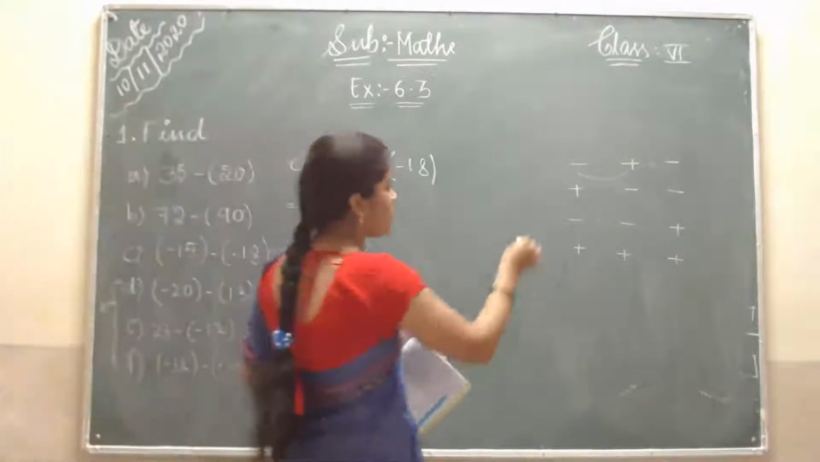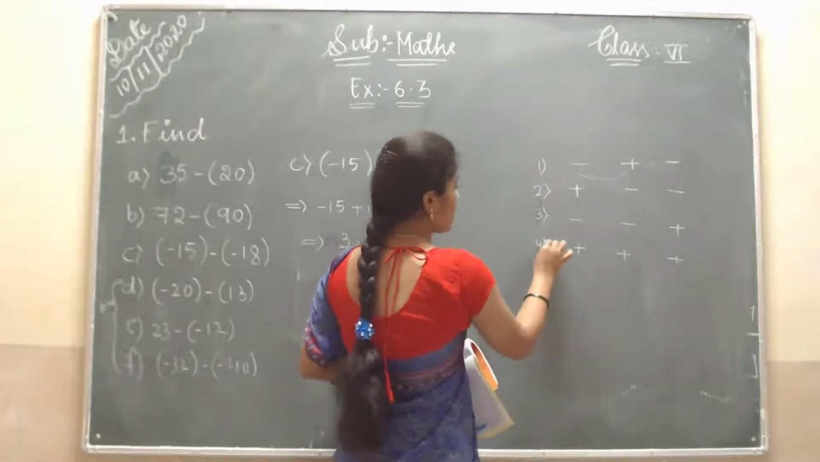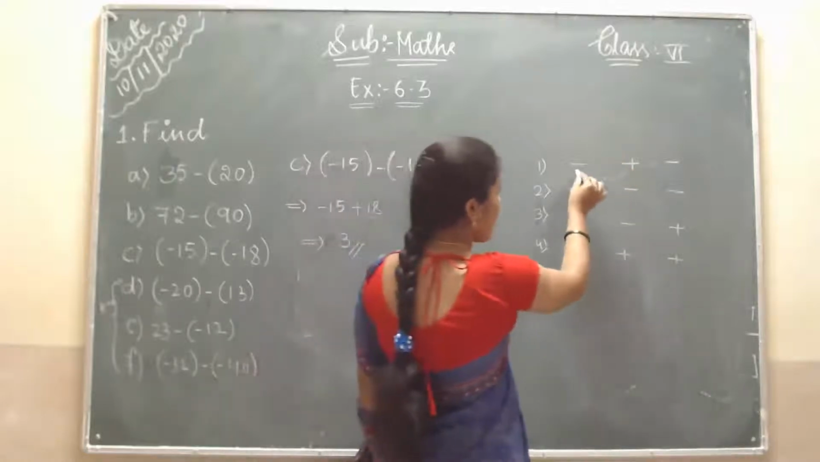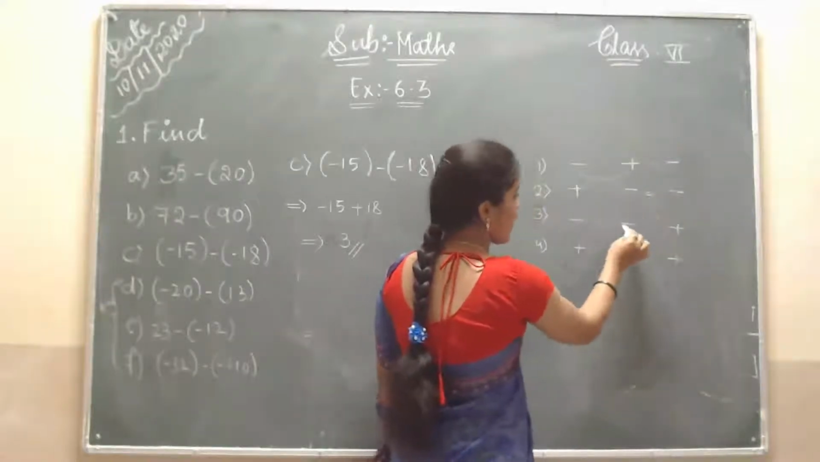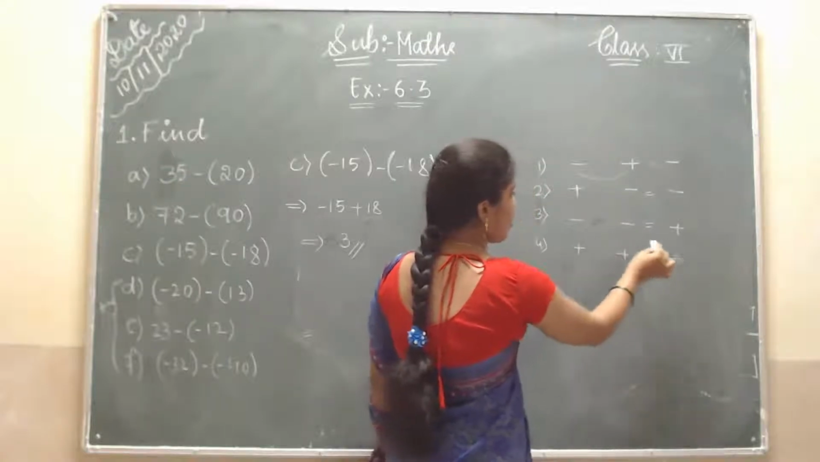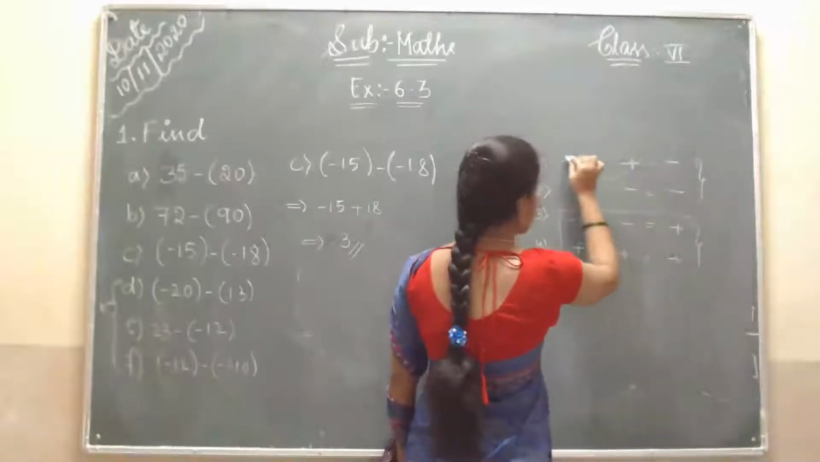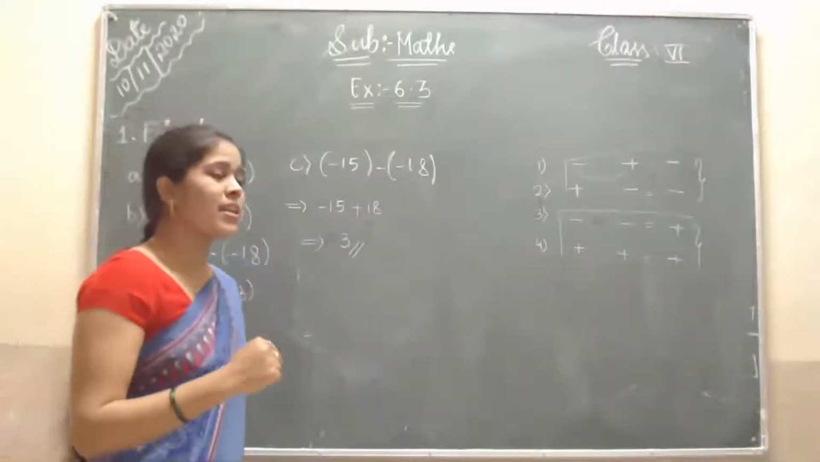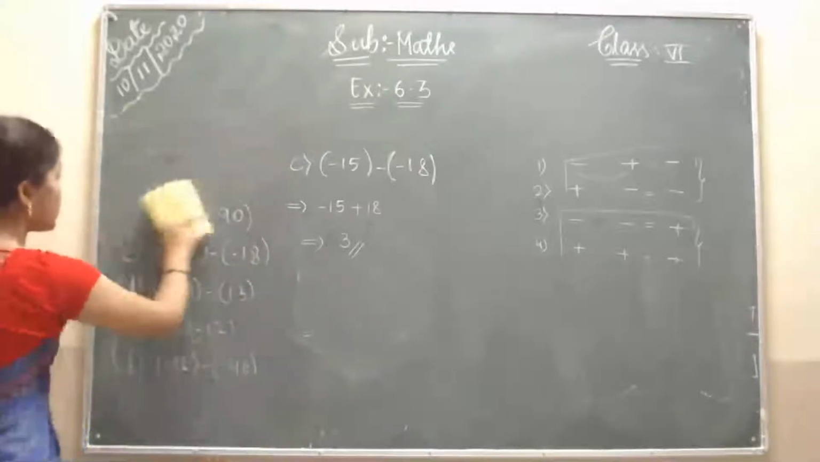You have to remember these four rules. See here, negative, positive. In addition and multiplication, the same: minus plus is minus, plus minus is minus, minus minus is plus. Two like signs are always positive and two unlike signs are always negative. Keep in mind. Minus plus minus, plus minus minus, and minus minus plus. Understood? Yes. We'll move to the next question.